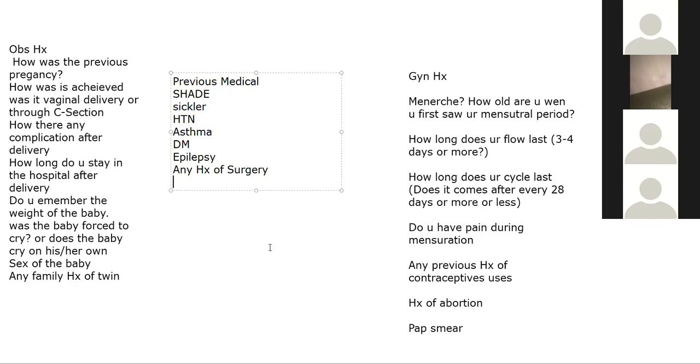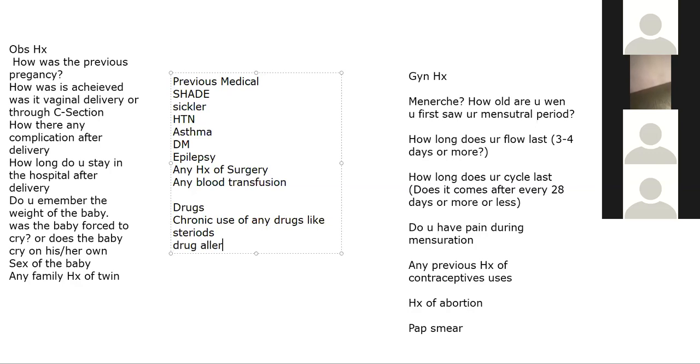You understand? Then any history of surgery, any blood transfusion done. You want to know about history of blood transfusion. Then you move to your drug history. You ask about any chronic use of any drugs, like steroids. You want to ask about that. Any drug allergy. You ask about any drug allergy. Do you get what I'm saying? So these are the basic things you want to ask.